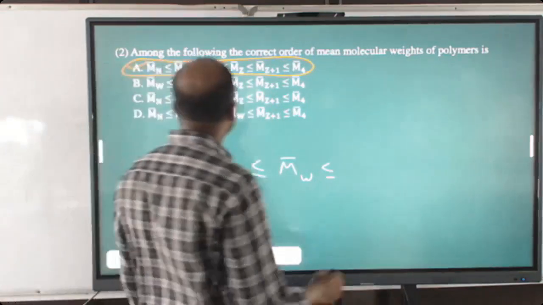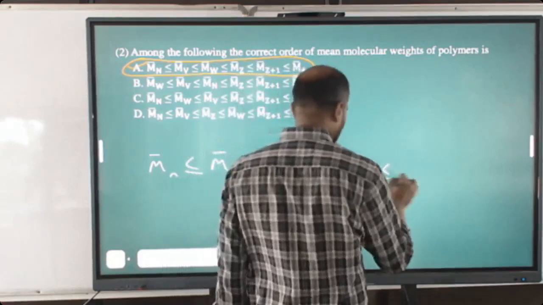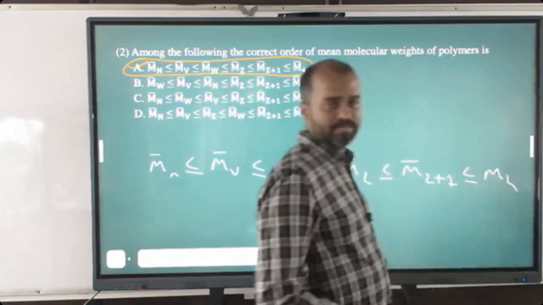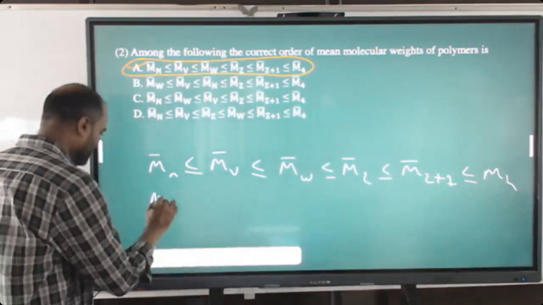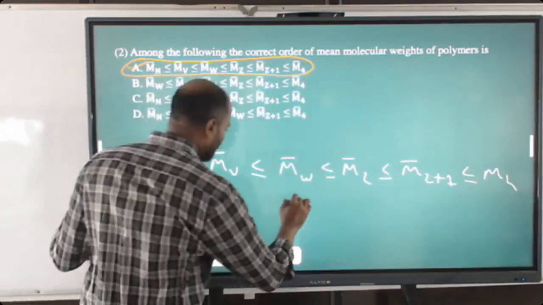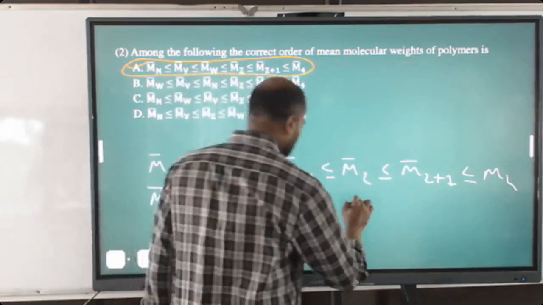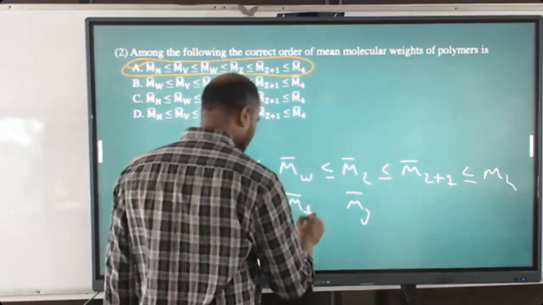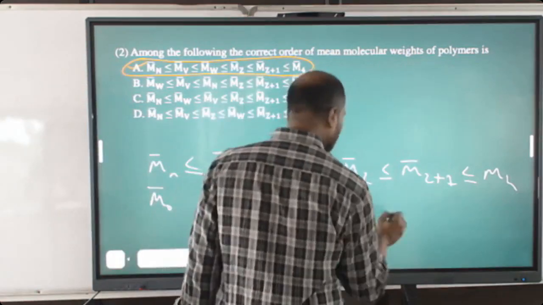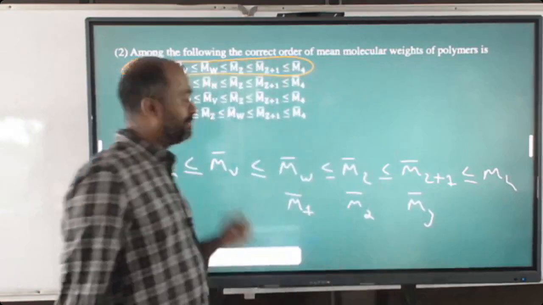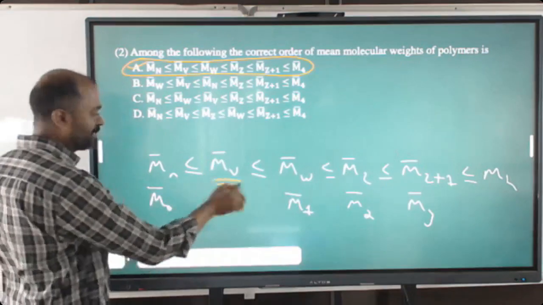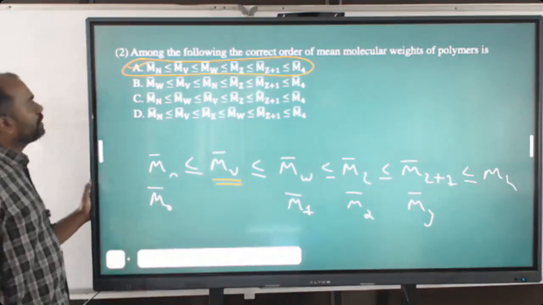Mw, then Mz, Mz plus 1, and so on. Mn is M0, Mw is M2, Mz is M3. M1 is Mv, then Mz, Mz plus 1, and the last one. Option A is the correct answer. Mv is Mv itself, there is no other name for it.